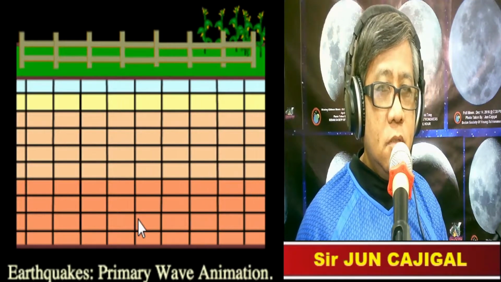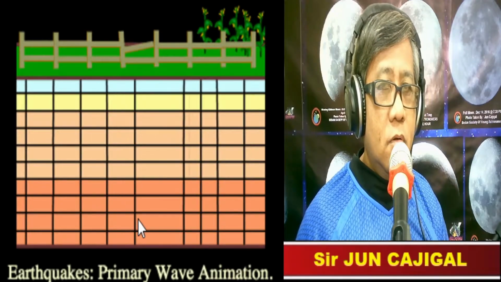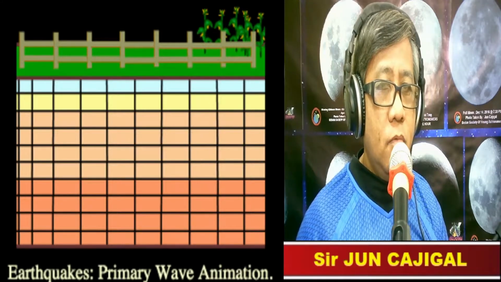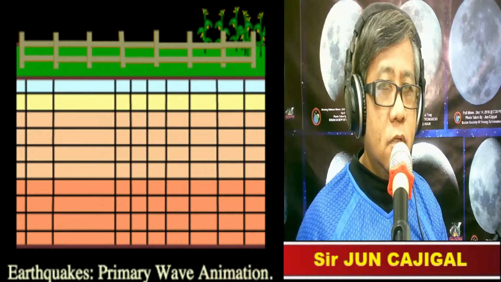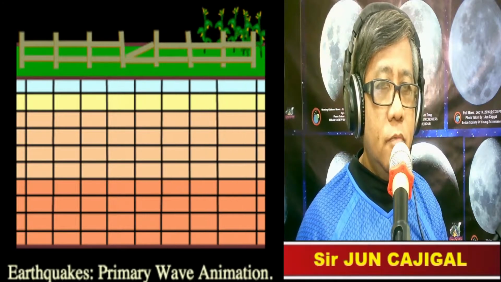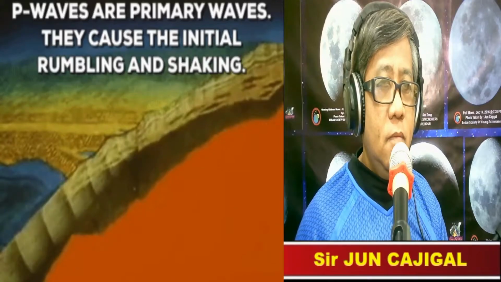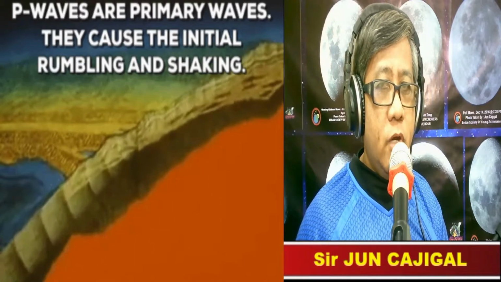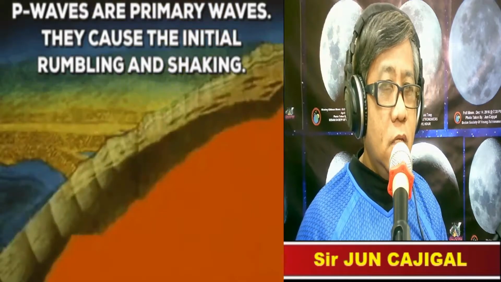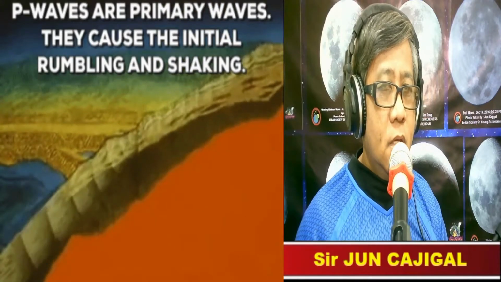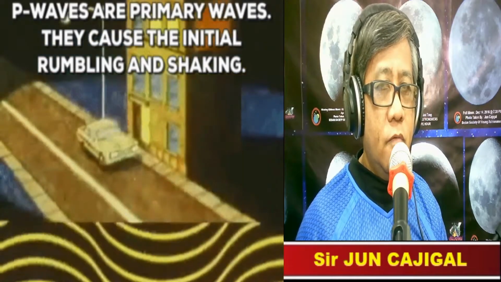There is initial damage of property as the P wave moves through rocks because there is pushing and pulling of the rock particles. So P waves are primary waves and they cause the initial rumbling and shaking of the earth.